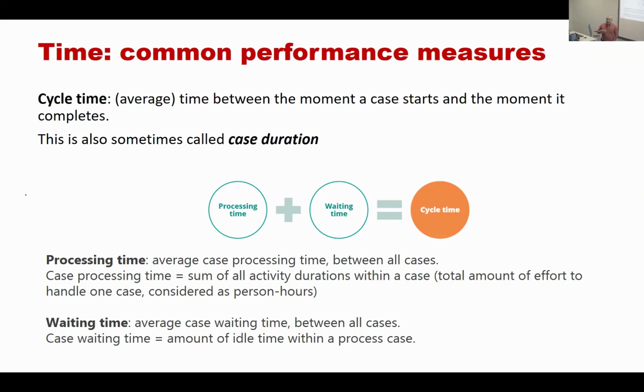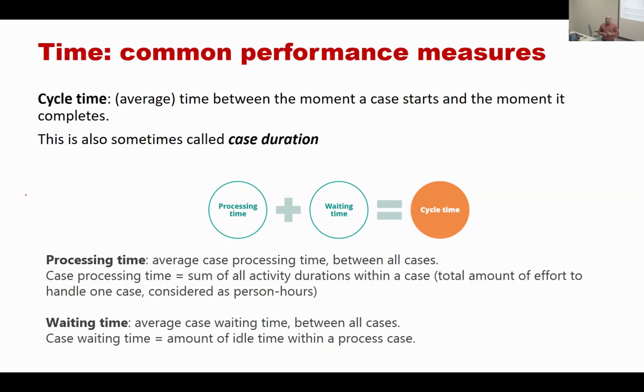The mother of all measures of time performance in a process is the cycle time. And I remind you that the cycle time is the amount of time between the moment a case starts and the moment a case completes. If I take a process observed during a period of time, say 1 year, the cycle time is the average of the cycle times of the instances that completed during that period of observation.